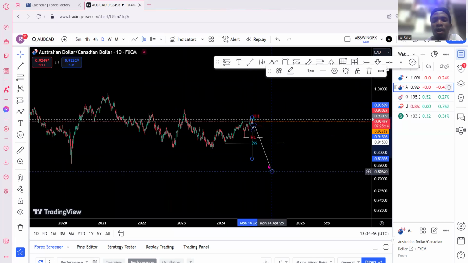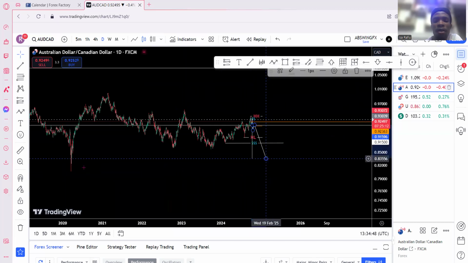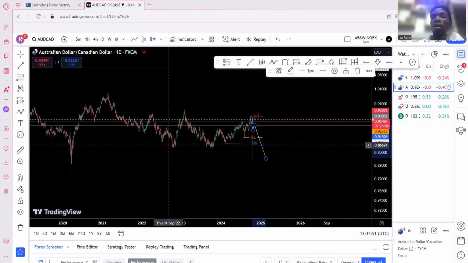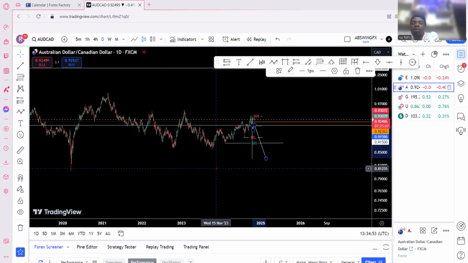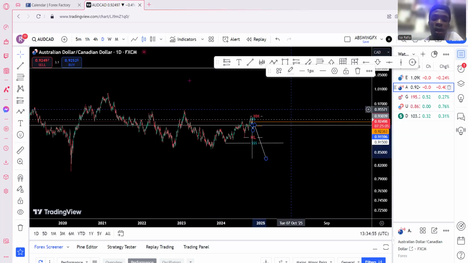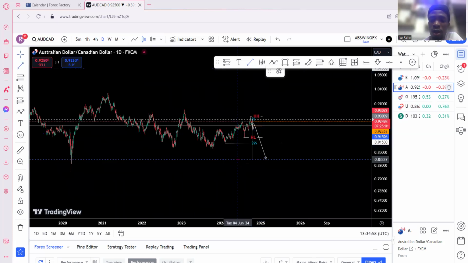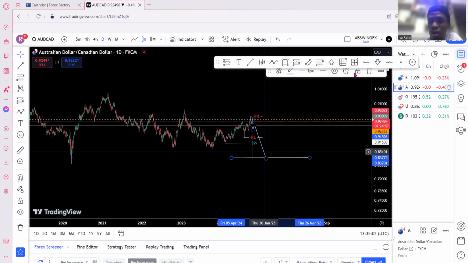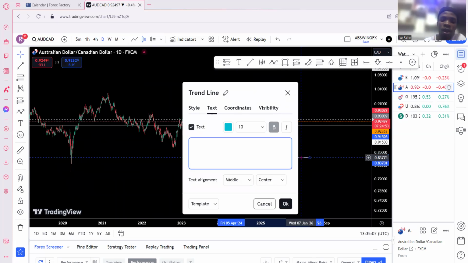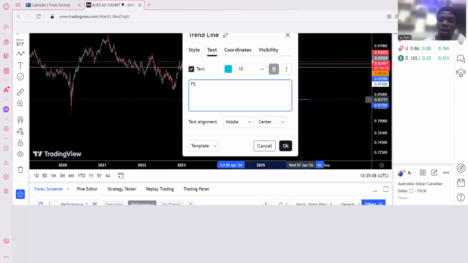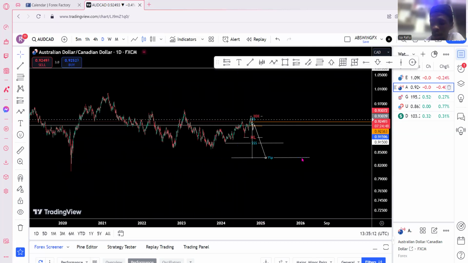So here is the best place. Good, the first best place to sell. So that's the first best place to sell. I will just put it on my future log. Future TP, FTP. So I lock it. So that's my full bias on the AUD CAD.